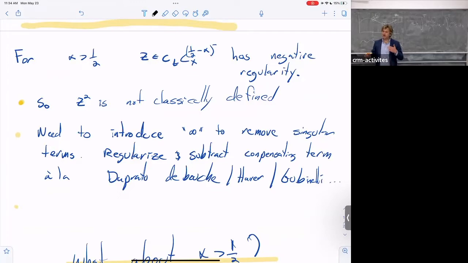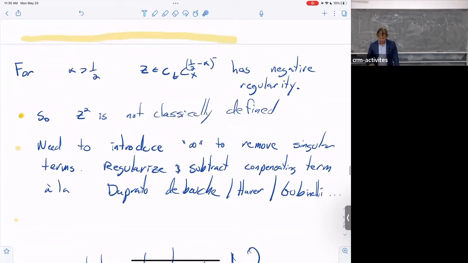But what happens now if we try to do it for singular SPDEs? What if we try to do this for alpha greater than 1/2? I'm not going to go through the whole story about how we have to subtract singularities, in the spirit of Da Prato-Debussche and Martin Hairer's theory in particular. We're going to have to subtract off singularities here.